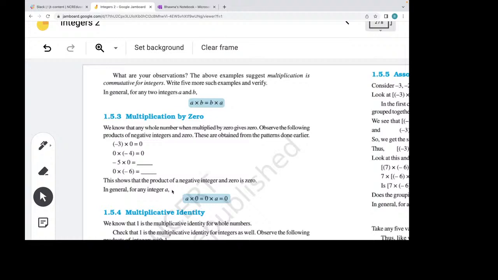Okay, so when you multiply an integer by 0, let's say a is an integer, then a multiply 0 is equal to 0 multiply a is equal to 0. This is only going to give you 0.